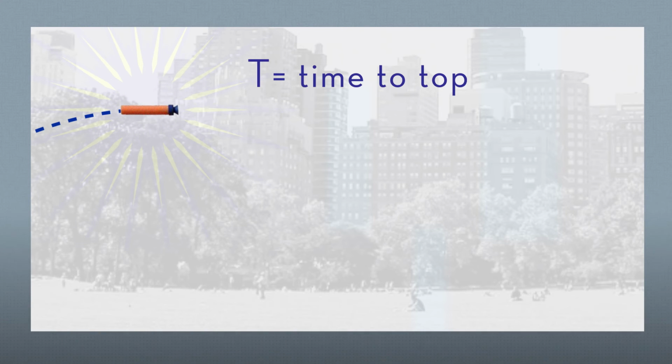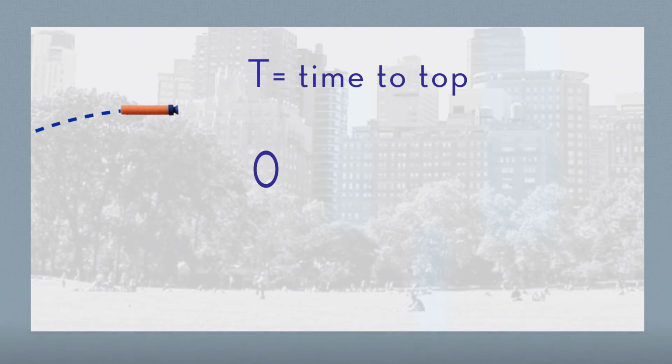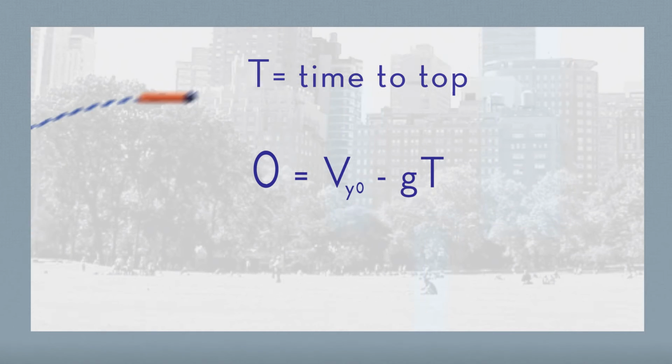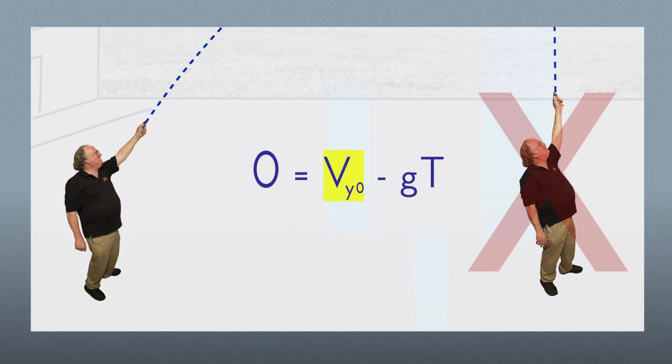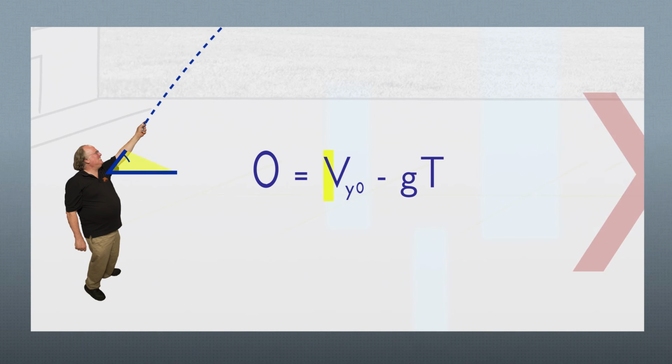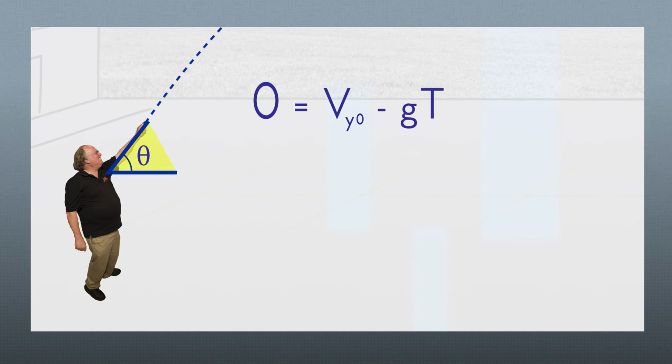Let's call big T the time to the top and figure out how long that takes. Well, at the top, the vertical velocity has gone down to zero again. So we get 0 equals vy0 minus g times big T. And when it's moving in a horizontal arc, its initial velocity is not the same as it was over there, because you start off at an angle, so its vertical velocity is just the muzzle velocity times the sine of the angle minus gT.